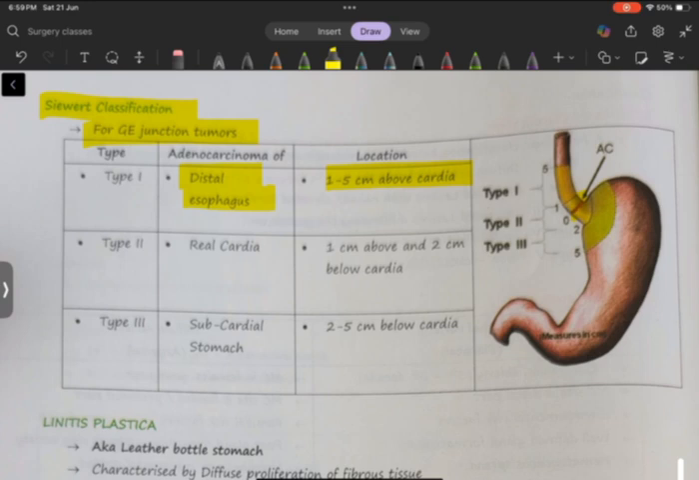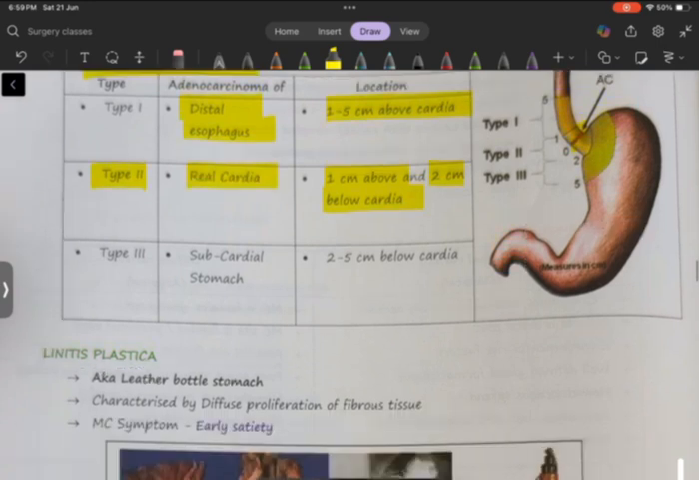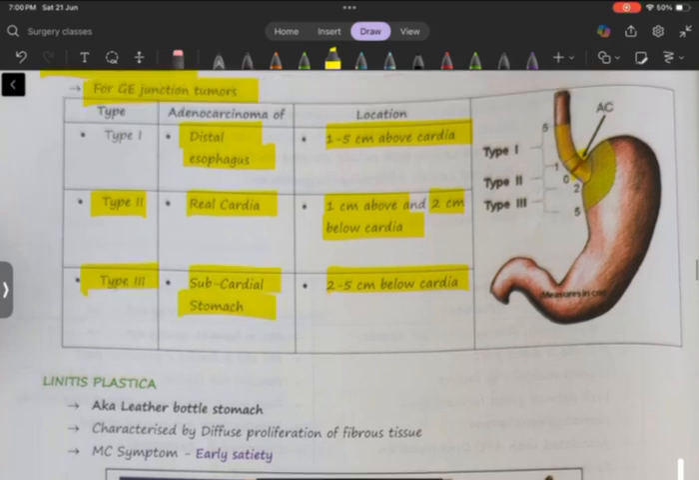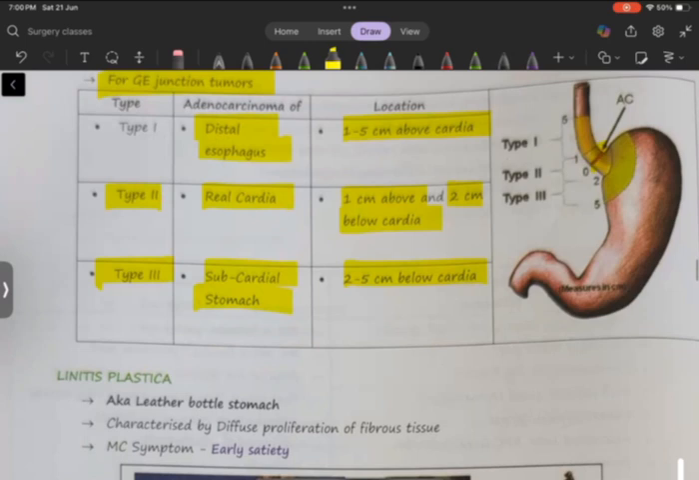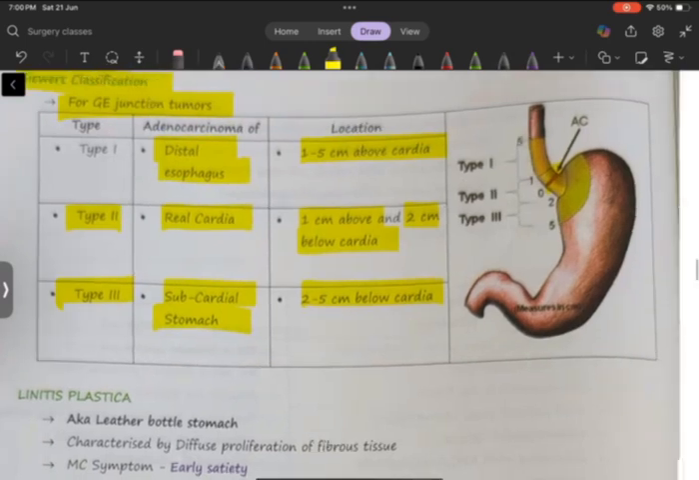If the tumor is 1 centimeter above and 2 centimeter below the cardia, ಬರ್ತಾ ಇದ್ರೆ, that is type 2 and that is actually real cardia. If it is 2 to 5 centimeter below the cardia, then that is subcardial stomach, and that tumor is grouped under type 3 Seward classification. Okay, now this will help in identifying whether it is type 1 or type 2 or type 3, and based on that we can identify if it is distal esophagus or cardia or subcardial stomach.